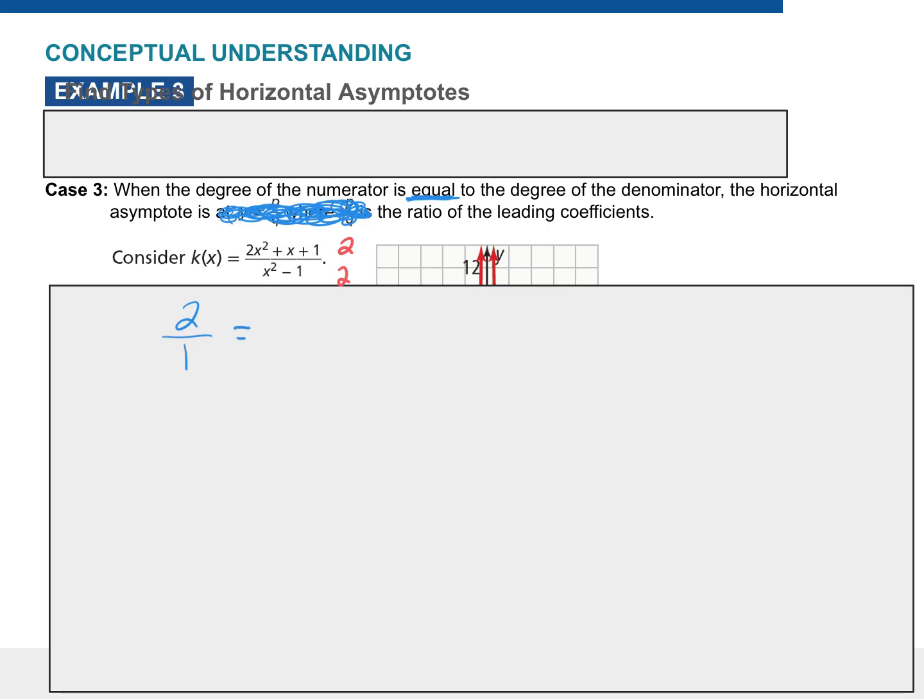What's 2 divided by 1? 2. Can I just write my answer as 2? Y equals 2. Yep, horizontal asymptotes are always going to be written as y equals.